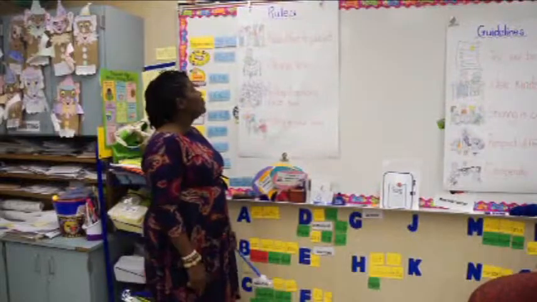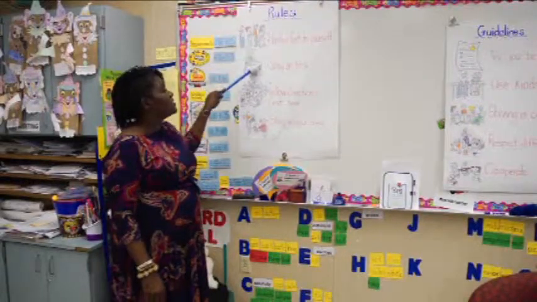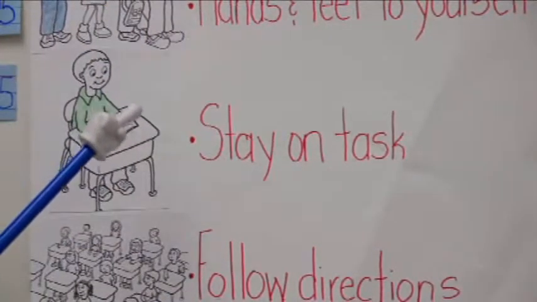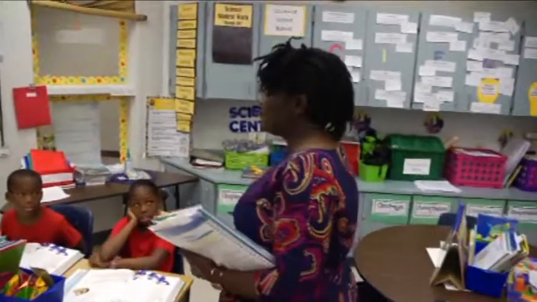Stating your rules positively communicates high expectations and social norming. For example, don't go off task is not as effective as stay on task. Watch this example. Instructional correction.